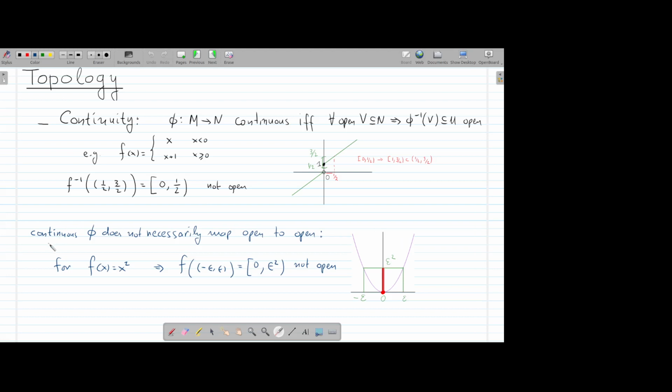Notice also that the reverse is not true, and continuous maps do not necessarily map open sets to open sets. The trivial example is given by the function x squared. If you take the interval around 0, then this is mapped to the half-closed, half-open interval that contains 0 and extends up to e squared. This is not an open set, but the map is continuous.